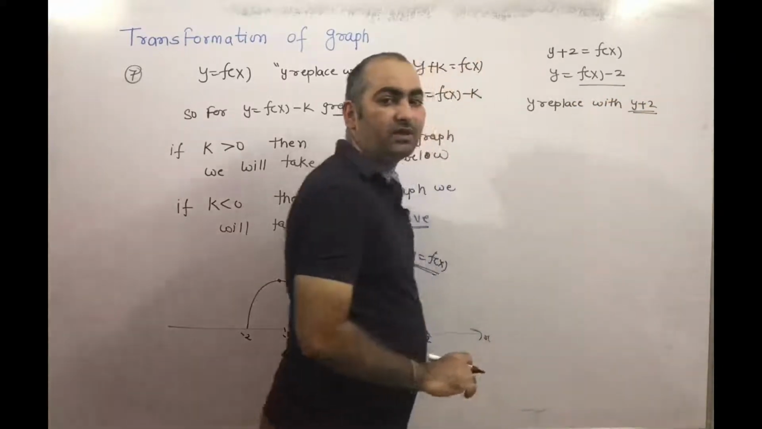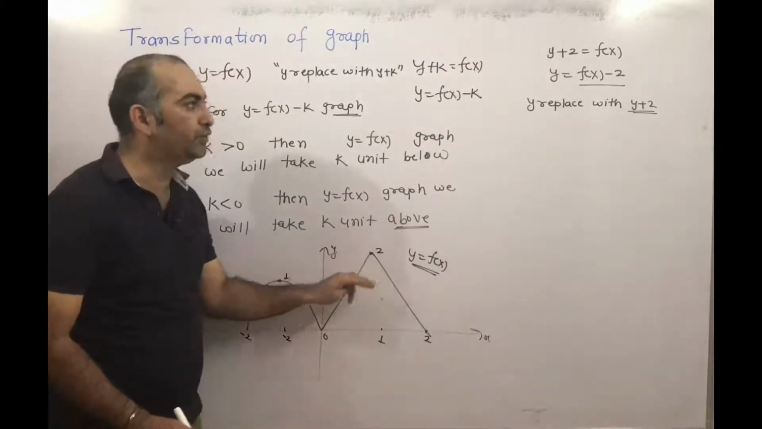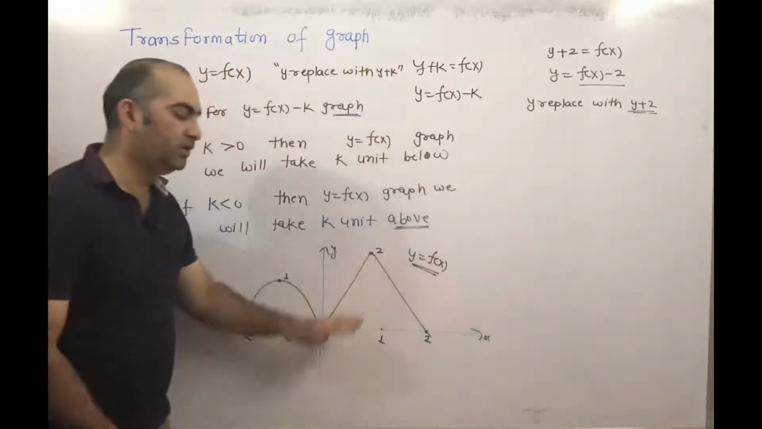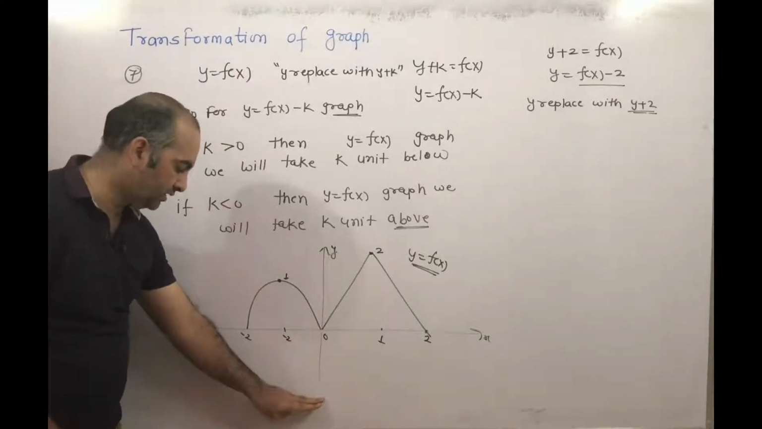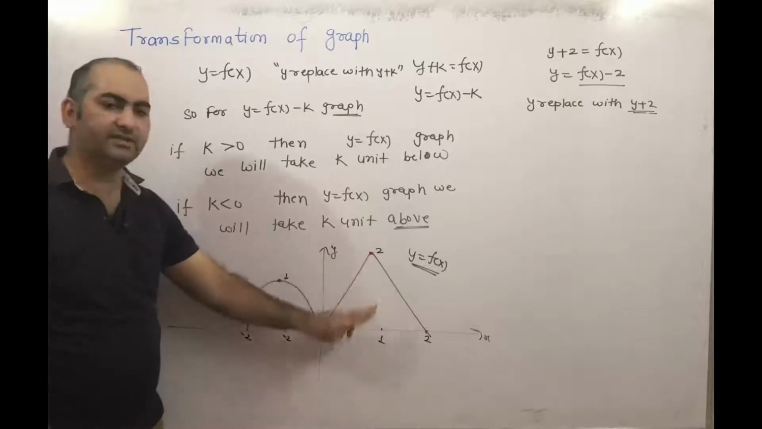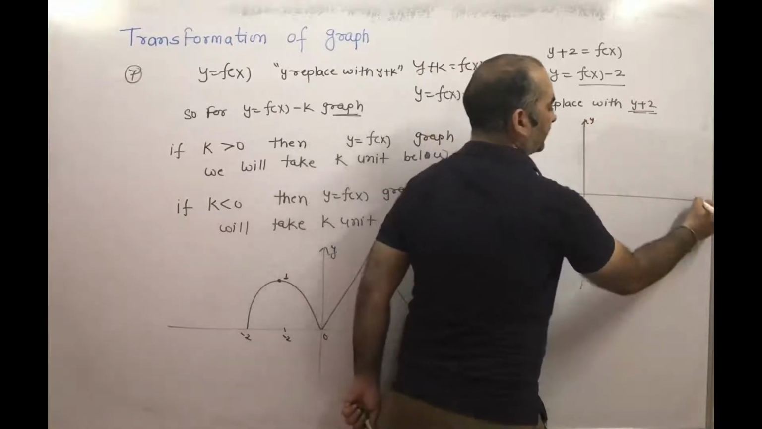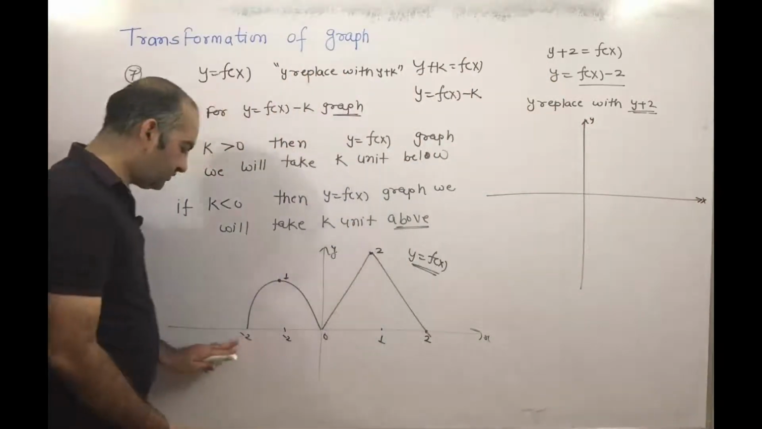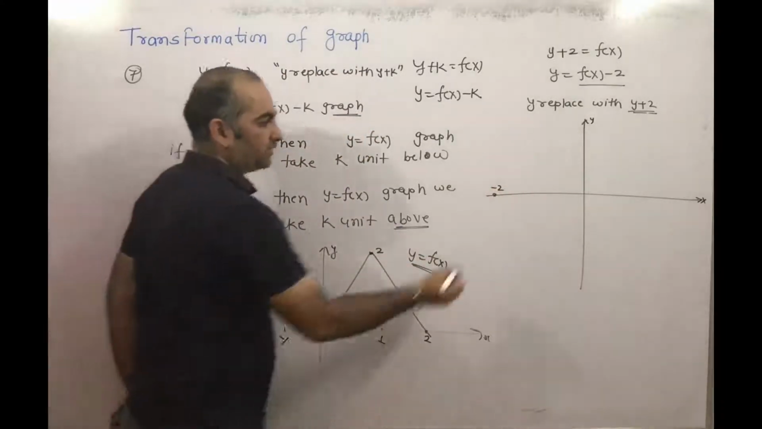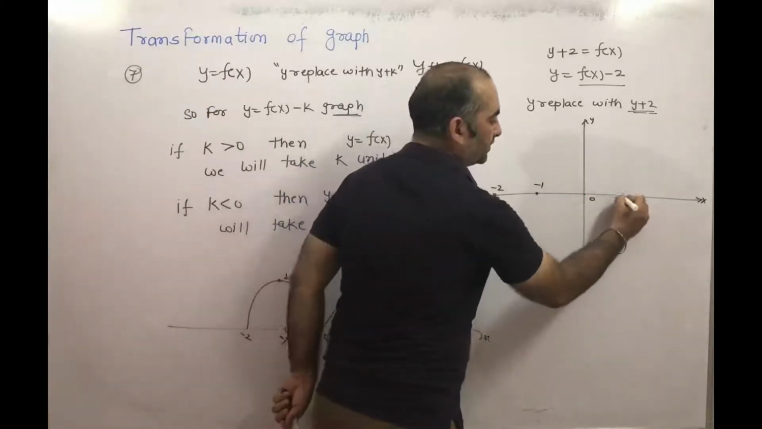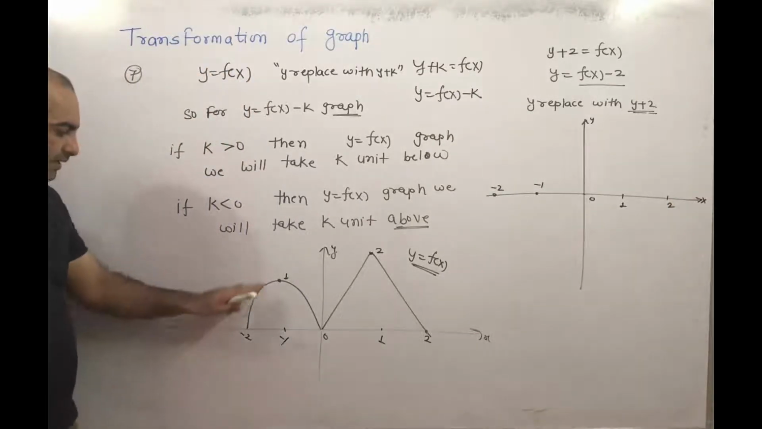So k is what? K is 2. So what will you do? In this graph we will take k, 2 units, below. That means you can see this point 0 will reach at minus 2, 1 will reach at minus 1, and 2 will reach at 0. So what will come here? This is y-axis, this is x-axis. This point is minus 2, this is minus 1, this is 0, this is 1, this is 2. This will come.